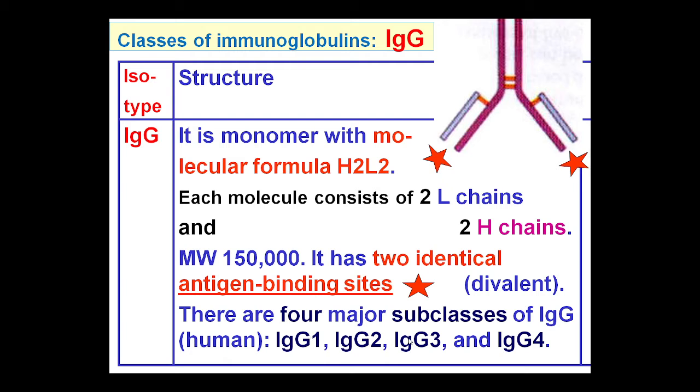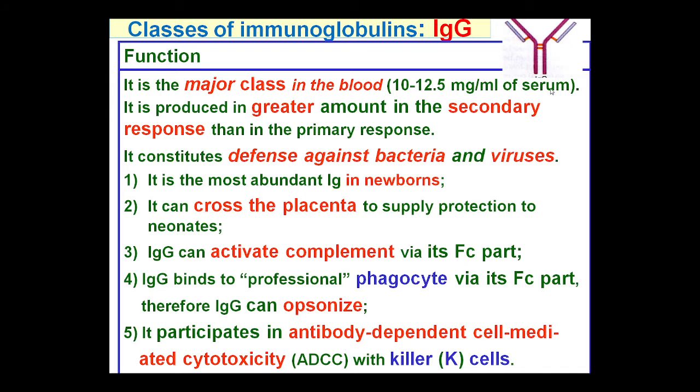Immunoglobulin G2, G3, and G4 fit for humoral immune responses or T helper type 2 responses. We will characterize this later. Functions of immunoglobulin G.